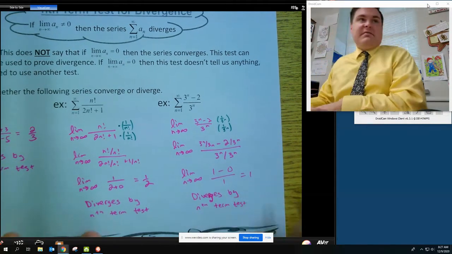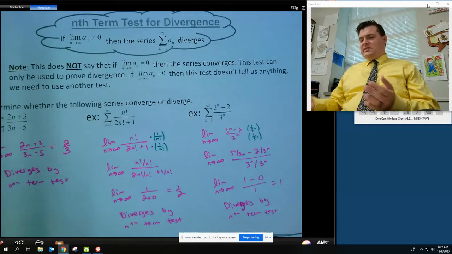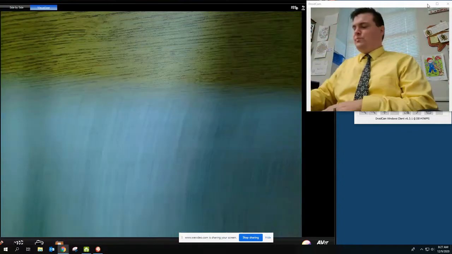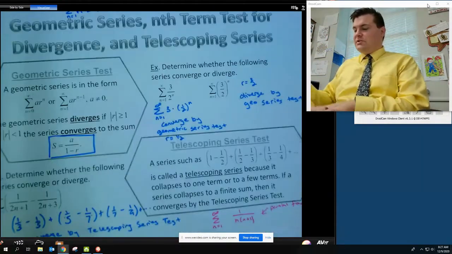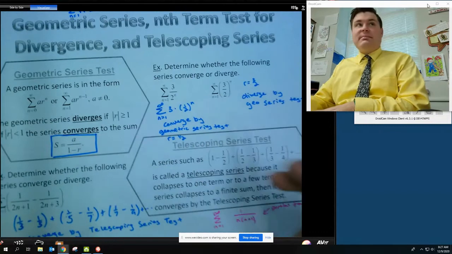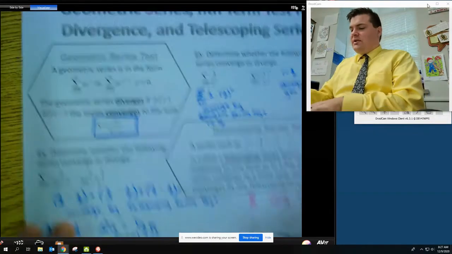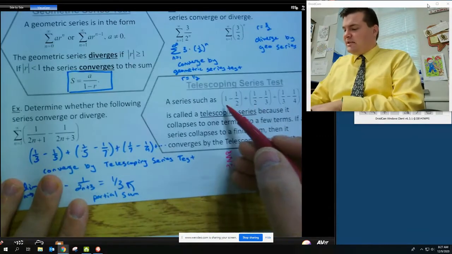So really, to sum up everything we're doing here, we're trying to figure out if these series converge or diverge. We only know three tests at this moment. We know the geometric one, so if you can just look at it and see that it is geometric, then you can know if it diverges or converges. Or if we see that it is telescoping, which looks like this.